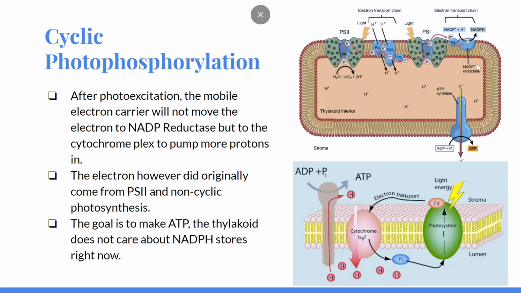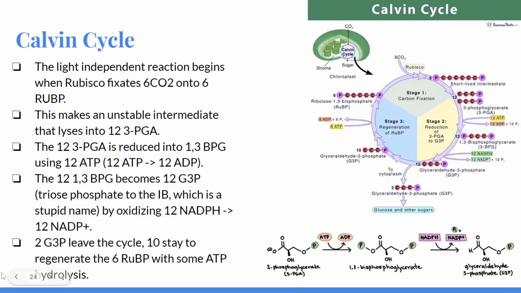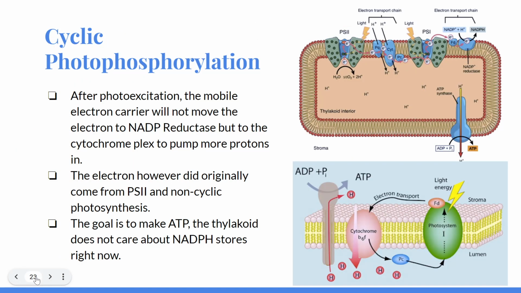You're going to skip this step here and you're just going to go from here to here. The whole goal of cyclic photophosphorylation is just to make ATP. You don't care about making NADPH. However, also one thing to note is the electron did originally come from photosystem 2 in non-cyclic photosynthesis. So that's just how they connect in terms of cyclic and non-cyclic photosynthesis.